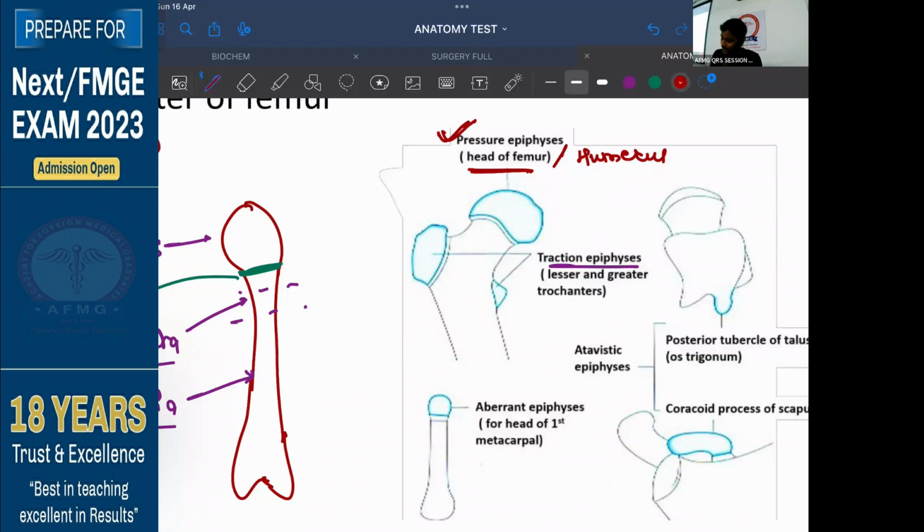Examples क्या हो गए? It can be the greater or the lesser trochanter of the femur, and the greater and the lesser tubercles of the humerus. All of them are created due to a muscle pull. Therefore, all of these are examples of traction epiphysis. ये सबको बताया ना कि tubercles और trochanters पे a lot of muscles are inserted. No issues with this, anybody? So that is traction epiphysis.